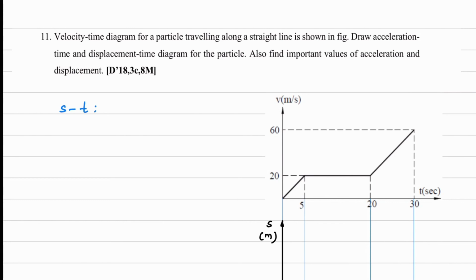So in case of ST diagram, what is time given? Time for first point. What logic we are going to use over here is, VT diagram is given, we have to draw ST diagram. Okay, so what we have to use? Change in displacement is area under VT diagram.